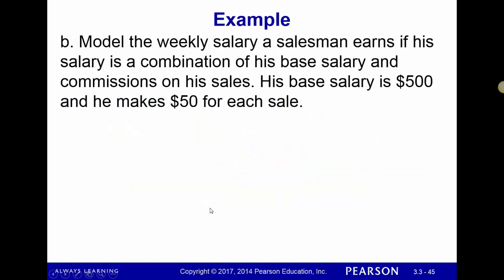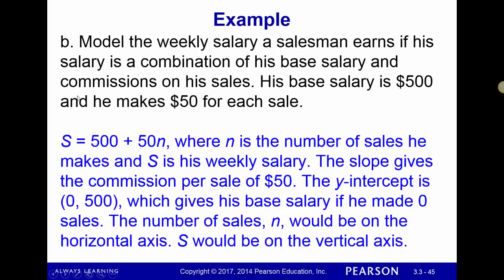Model the weekly salary a salesman earns if his salary is a combination of his base salary and commissions on sales. His base salary is $500 and he makes $50 for each sale. So we can put this together as his salary is $500, his base, plus 50 times n, which is the number of sales. The slope, the 50, tells us that each additional sale is going to earn him another $50. The y-intercept, (0, 500), gives his base salary if he made no sales. The total number of sales n would be on the horizontal or x-axis, and the total salary would be on the vertical or the y-axis.